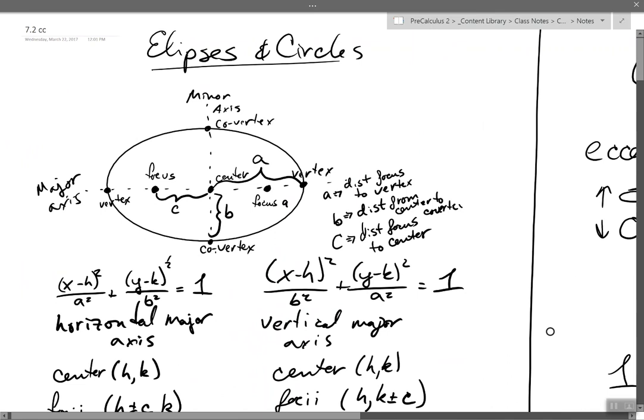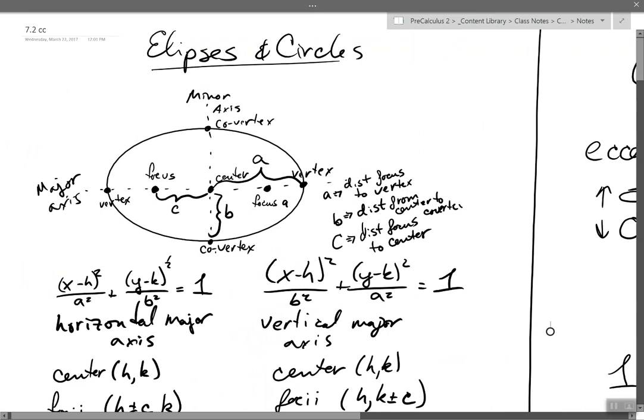Please do not call it an oval. It is not an oval. An oval is not a mathematical shape, just like a diamond is not a mathematical shape. It is an ellipse. It has a lot more parts going on than previous conic section parabolas. We do have some similarities though, especially in terms of the formulas.